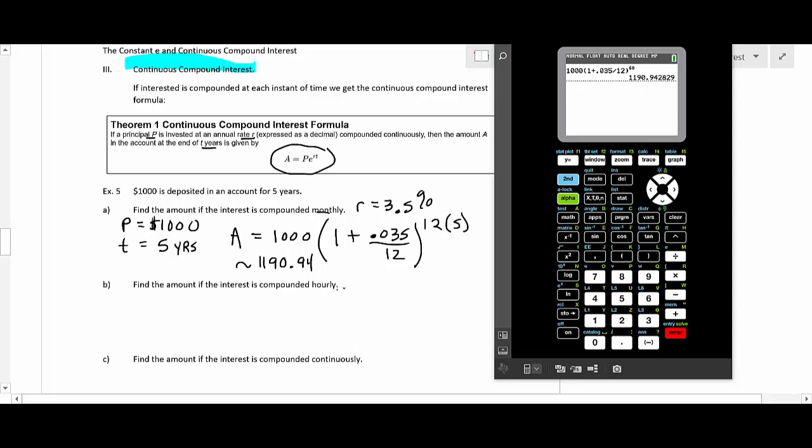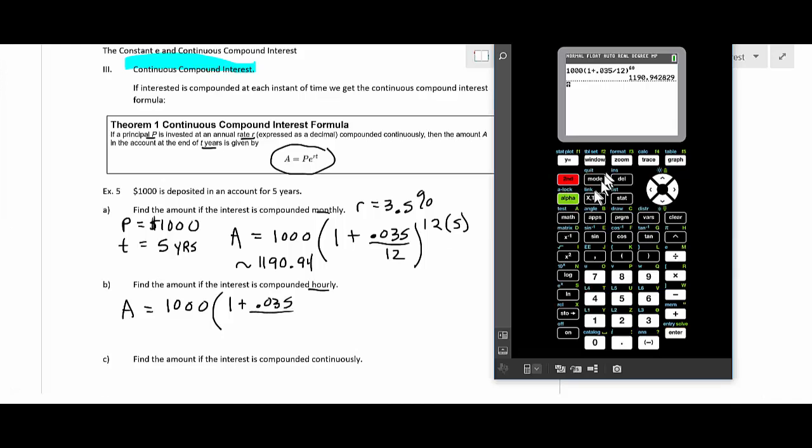Now, let's do hourly. Same problem, same thing: 1,000 for your principal, and then 1 plus 0.035. When you're doing hourly, you know there are 365 days in a year times 24. We're going to use that number, 8,760. Then your exponent will be 8,760 times 5 years. Go ahead and put that in your calculator.